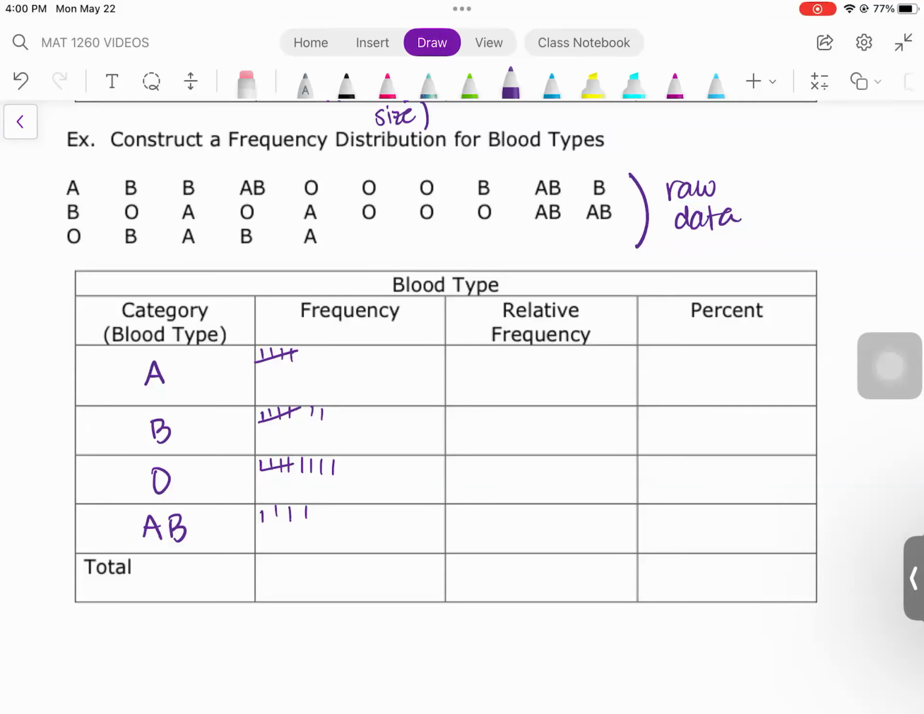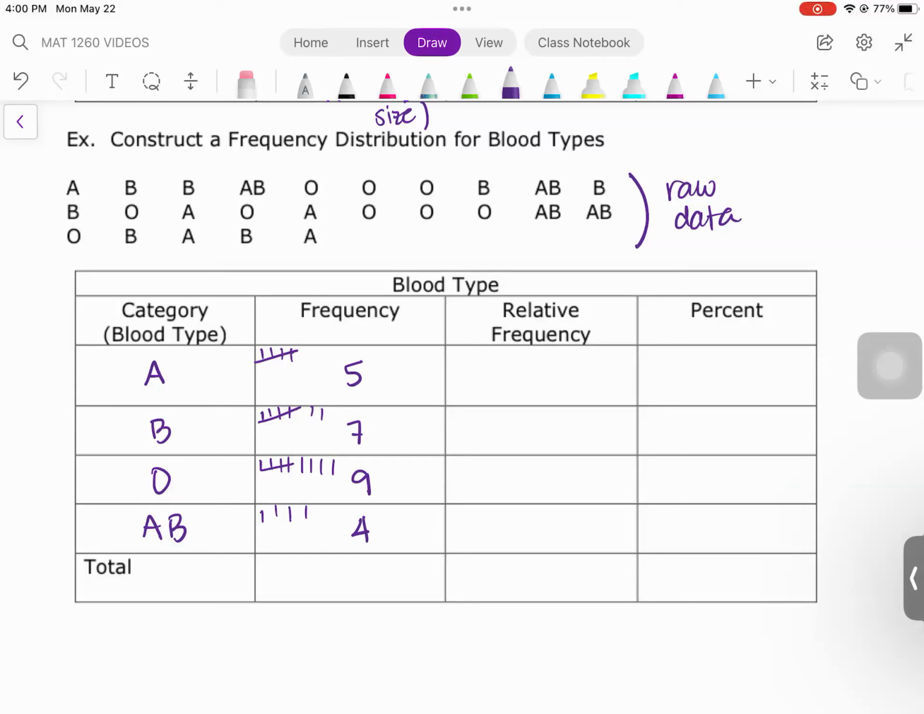So now that we've finished tallying up our data, we want to give our frequencies. One of the things I like to remind students is that the tally does not count as the frequency. It's a tool that we're using to identify the frequencies. So our frequency for blood type A is 5, for B is 7, O is 9, and AB is 4.